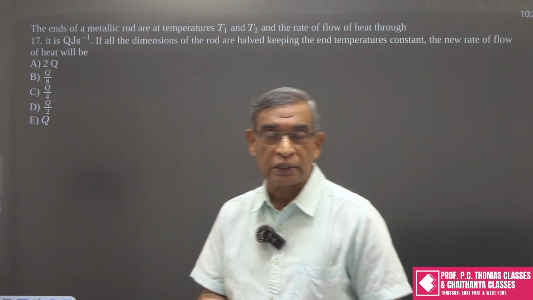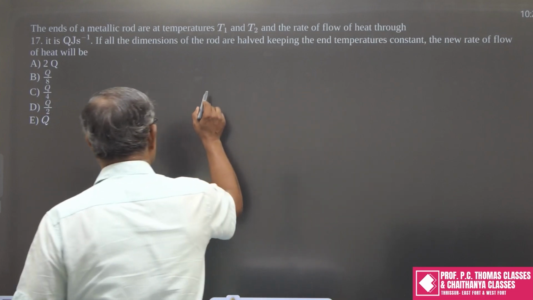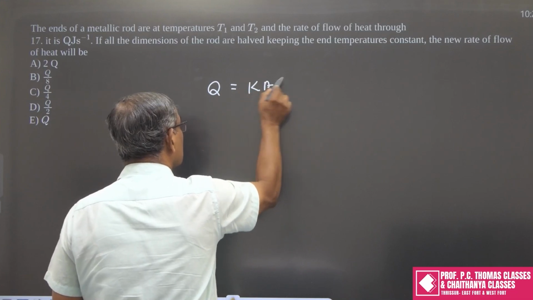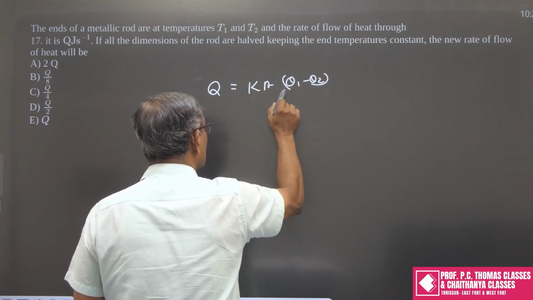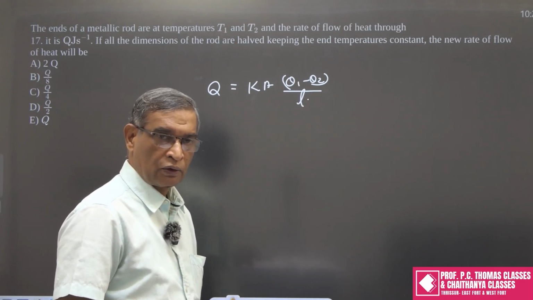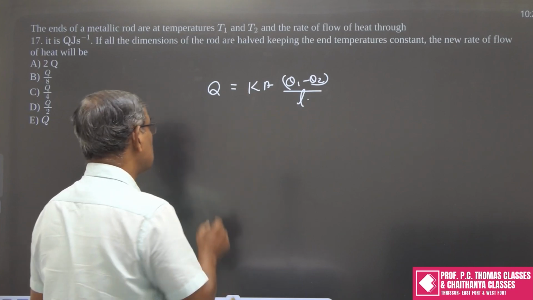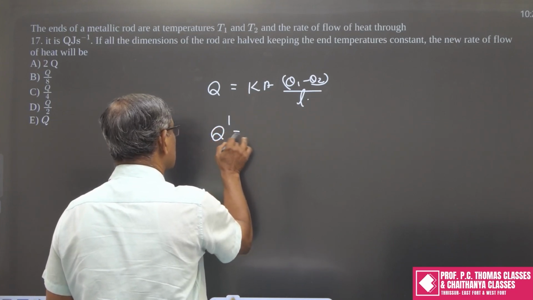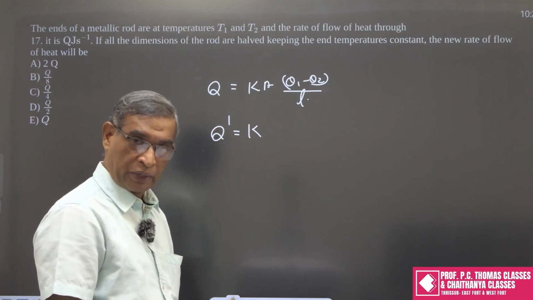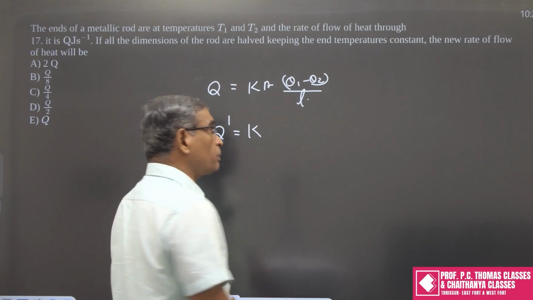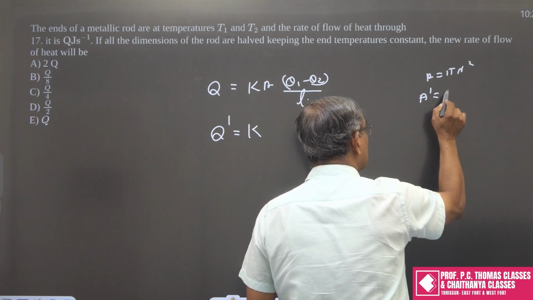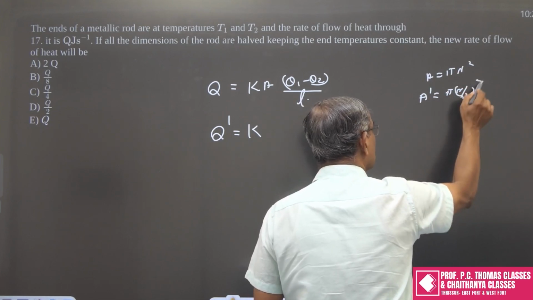Write down the formula we did earlier, the formula for Q. Heat conducted per second through a rod is given by K A times theta 1 minus theta 2 divided by L. Now, in the second case, what happened? All physical dimensions are reduced. So what is the heat conducted? Q dash is equal to K. When the physical dimensions of the rod are halved, the radius is halved. Radius halved means A dash, which is pi r squared, becomes pi times r by 2 whole squared, equal to A by 4.